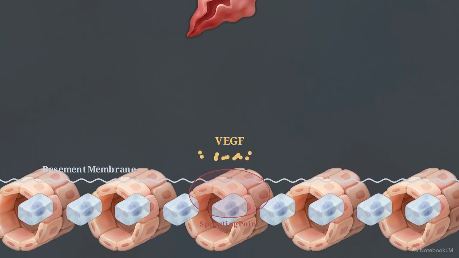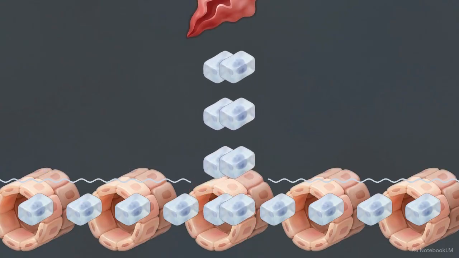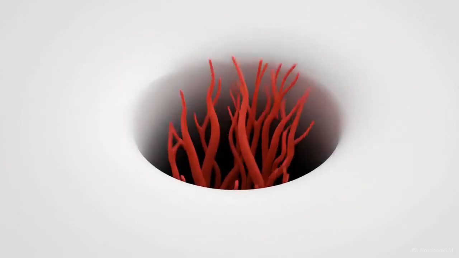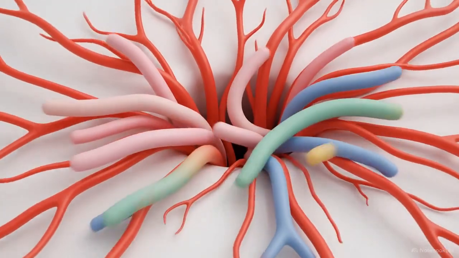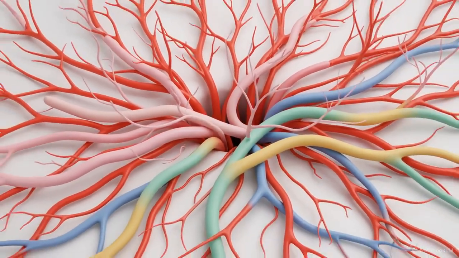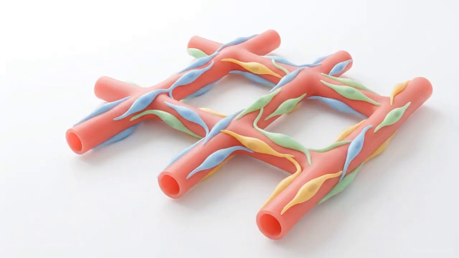VEGF initiates angiogenesis. Local endothelial cells dissolve their basement membranes and rapidly reproduce, streaming outward to form new capillary tubes that re-establish a blood supply deep into the avascular injury site. This newly formed vascular network acts as a physical lattice. Fibroblasts migrate along these new capillaries, infiltrating the gap in the torn joint capsule.